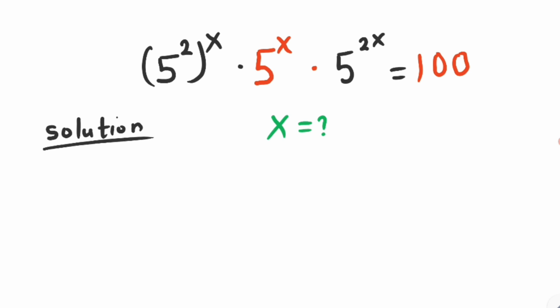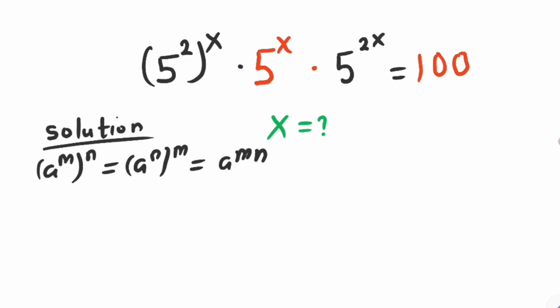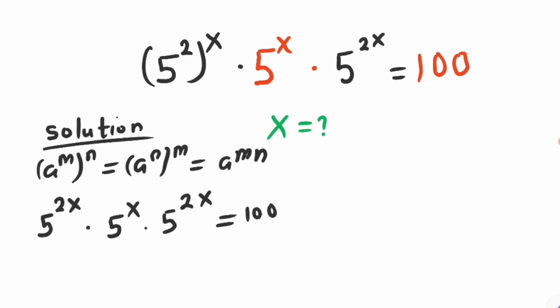Take note of this, that if you have a raised to power m, to the power of n, this is equal to a raised to power n to the power of m. This is equal to a raised to power mn. Then the whole of this can be written as 5 raised to power 2x multiplied by 5 raised to power x multiplied by 5 raised to power 2x is equal to 100.